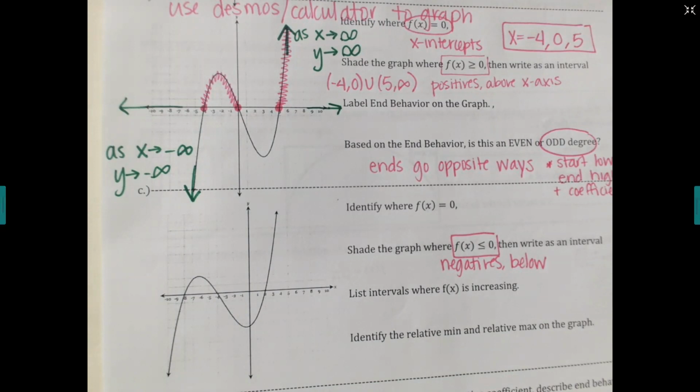Yes, yes. Pass is right there by the pencil.